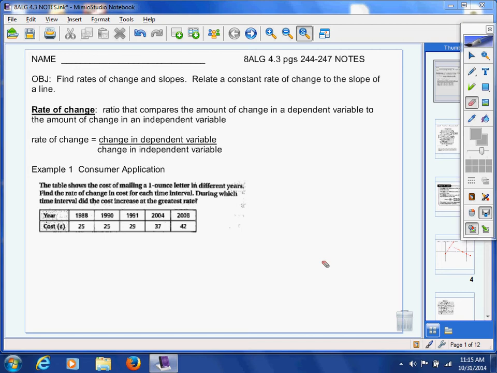We're going to start in our next lesson on section 4.3 in our books, covering pages 244 to 247. Hopefully you have your note packet out and are ready to take notes today.